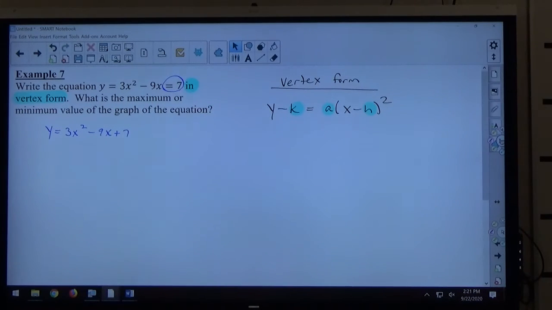X and y represent variables in the form. X and y are part of the form. H, k, and a all represent numerical values. They're going to be numbers that are known based on what's going on in the problem.